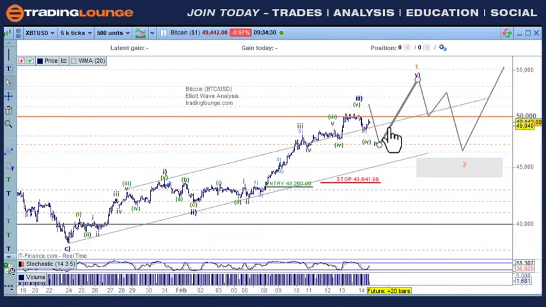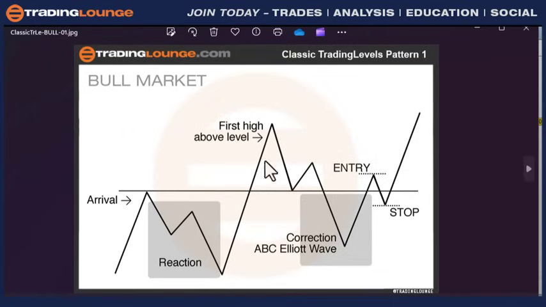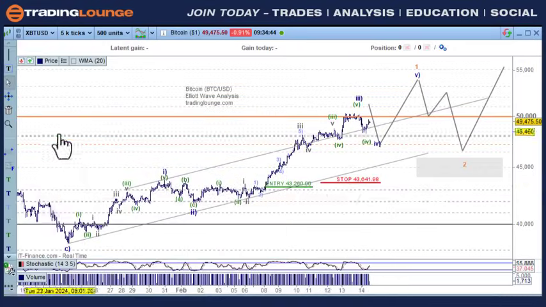It's because I still see that we need to push up here, and we need to do all of this. We need to do a little classic trading levels pattern across that major trading level 5. So we'll be looking at this here, then an ABC, and then up again over here. So that's how that will play out. But I was looking at that little five waves up there.